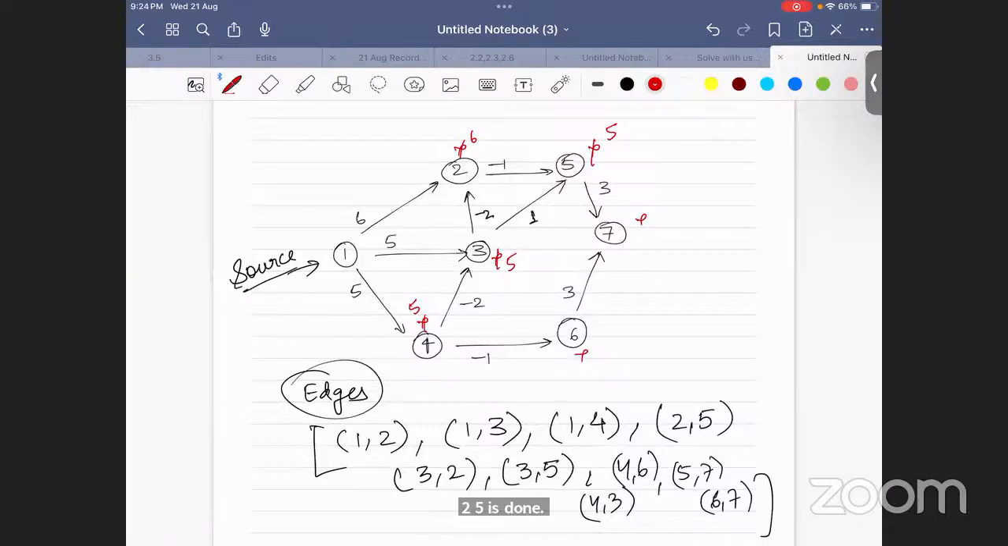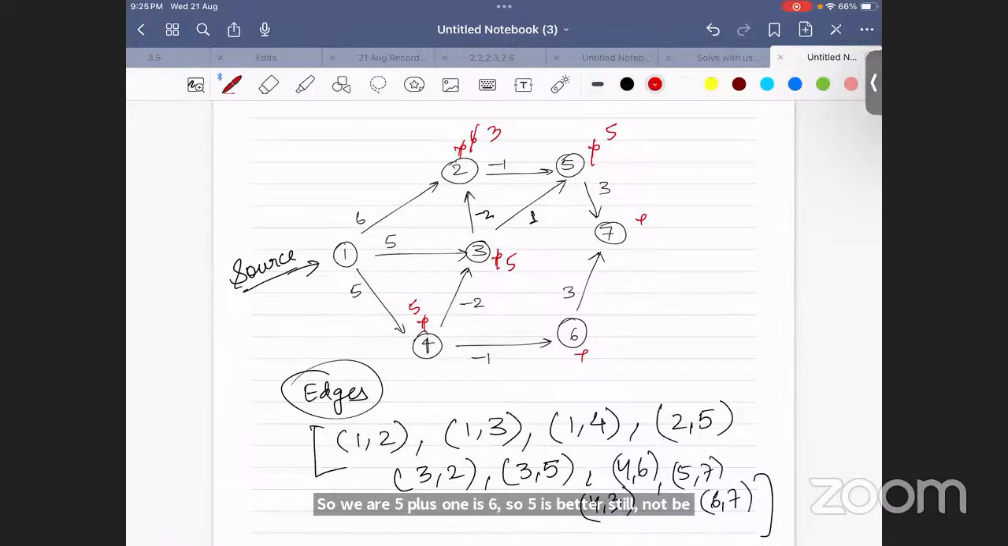Okay, so 2, 5 is done. Yeah, 3, 2. So 3, 2 is what? 5 minus 2 is 3. Better than 6, so we'll cut it. 3 will be the next value. 3, 5. Where is that 3, 5? 5 plus 1 is 6. So 5 is better, so we'll not be replacing anything.